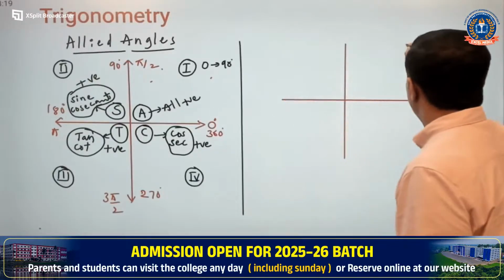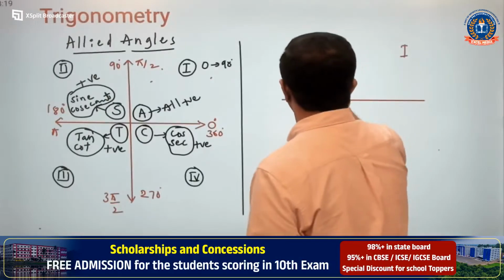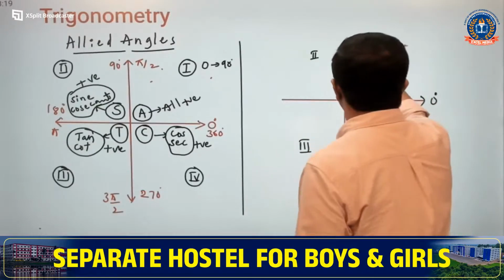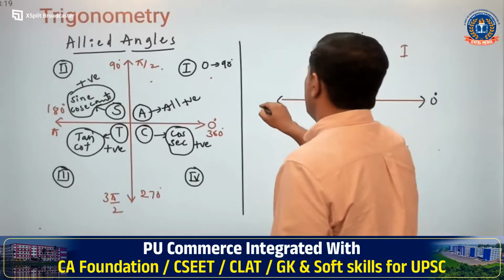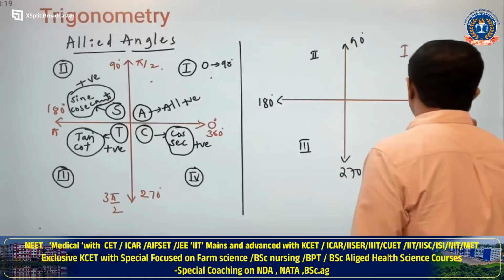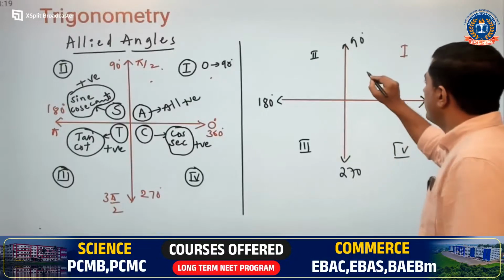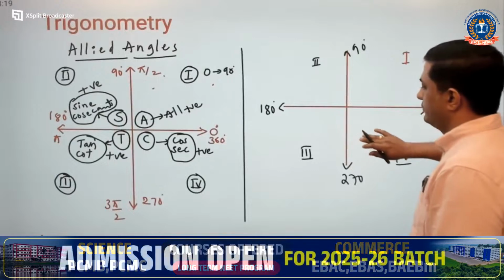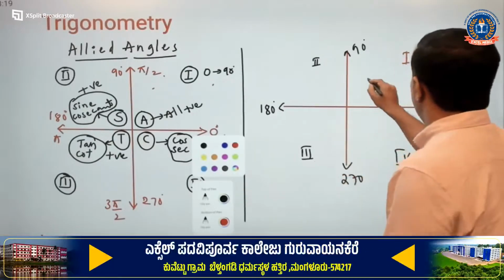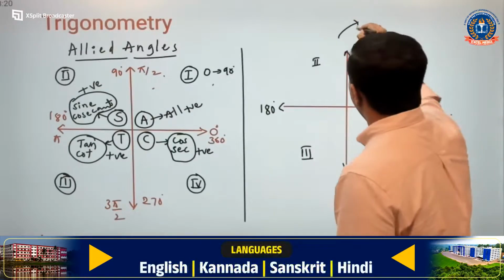Again, one more quadrant. First quadrant, second quadrant, third quadrant, and the fourth quadrant. 0 degree, 90, 180, 270, and the 360. Angle information I am giving you guys. Try to understand here. The first quadrant can be written as 90 minus theta.